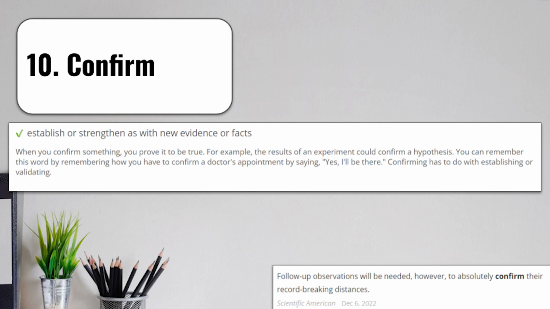You might have an appointment at a doctor or dentist or something, and they might call you and say, "Can you confirm that you'll be there?" And if you say, "Yes, I can be there," you've confirmed your appointment.